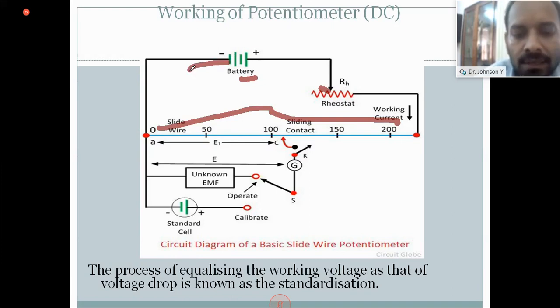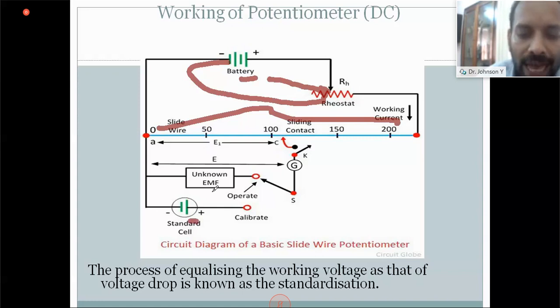And here in the bottom of this figure, we can see there is a standard cell at the bottommost portion, and there is an unknown EMF just above that. Also, a switch is placed here, which has two positions. One is to calibrate it, and another is to operate it. First, we calibrate. S is placed in the calibrate position, and then we move it to the operate position.